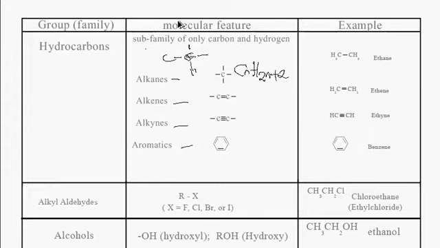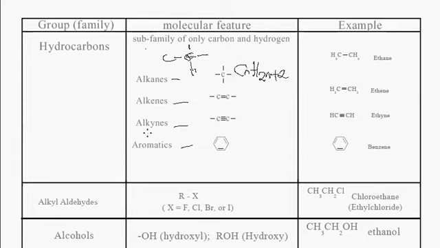Another thing to note about the alkanes is that they are single bonded. This is an example of an alkane, ethane, which has just a single bond. And here we have alkenes. Alkenes are still hydrocarbons, with double bonds, and they have the general formula CnH2n. This is a simple example of an alkene, ethene.